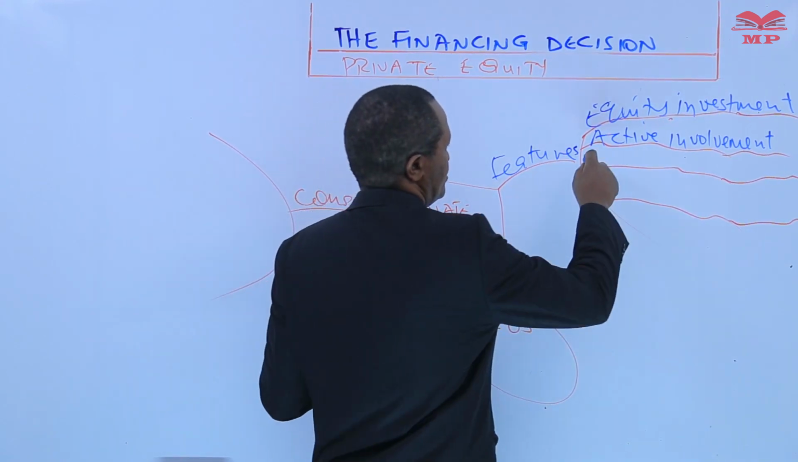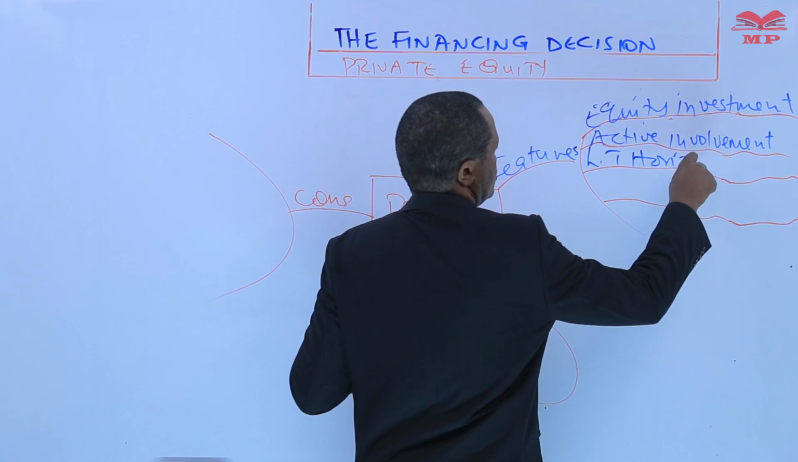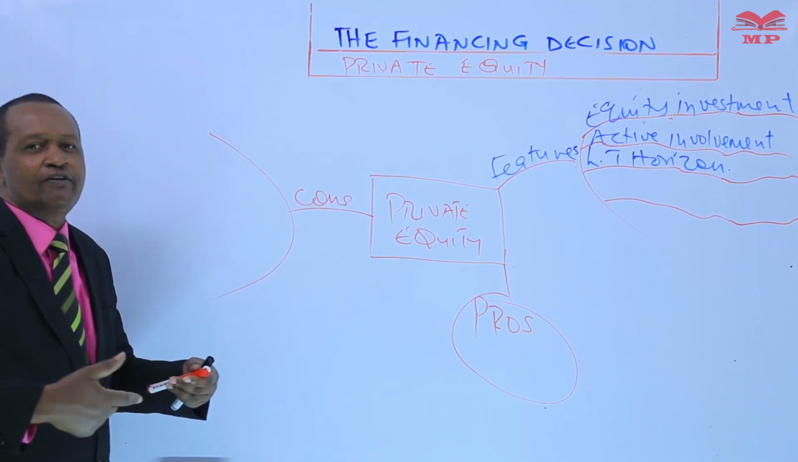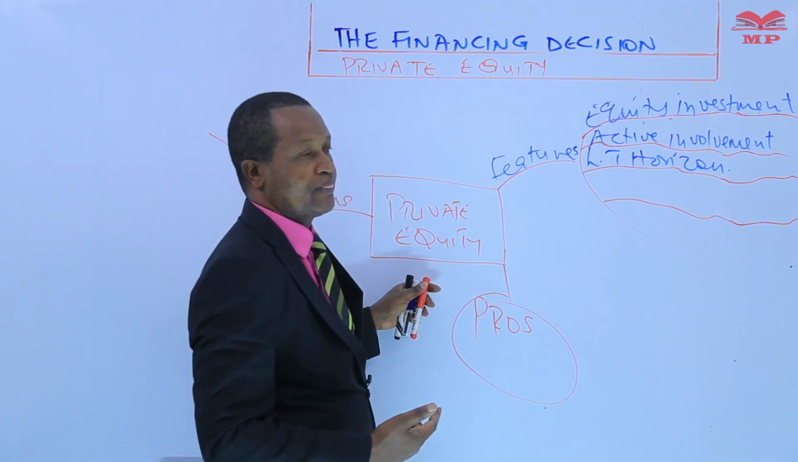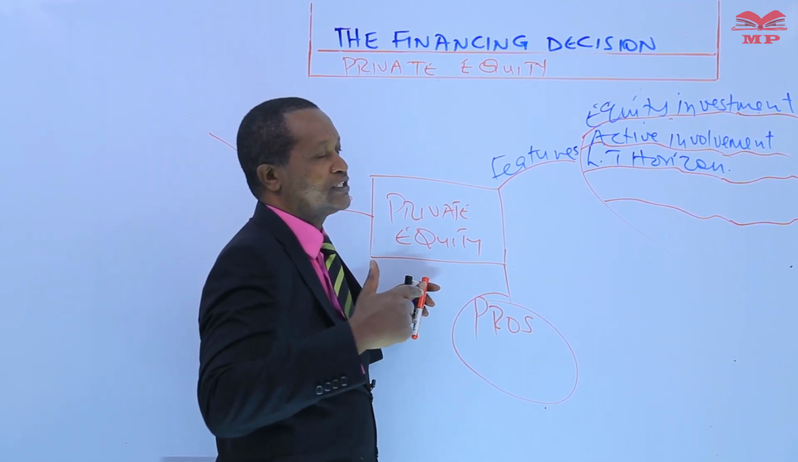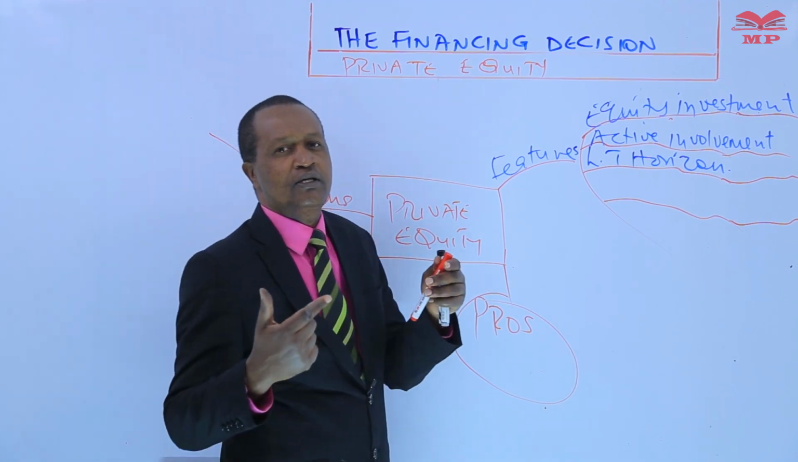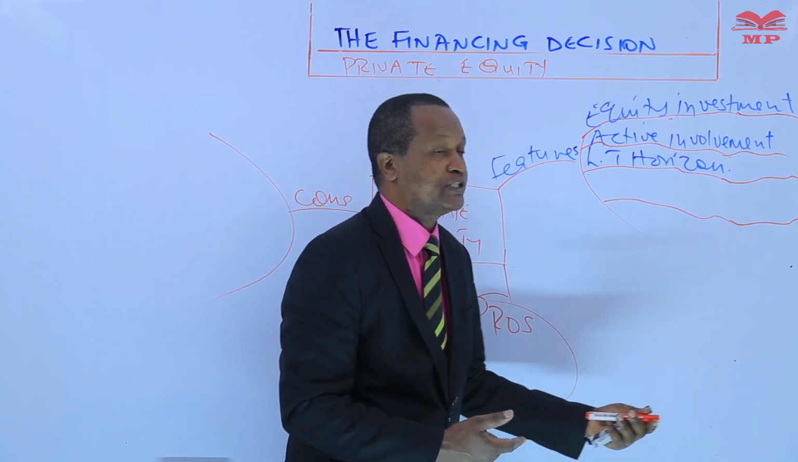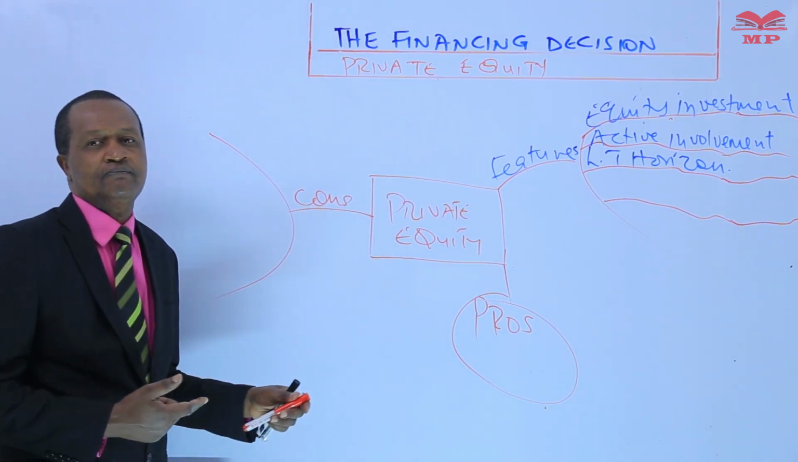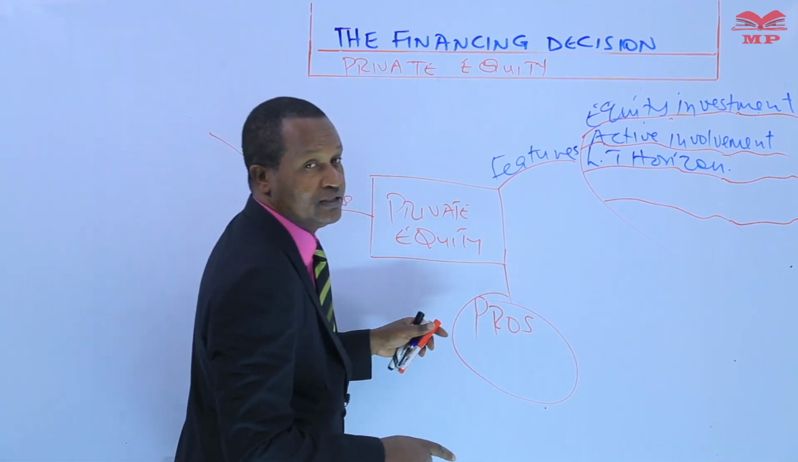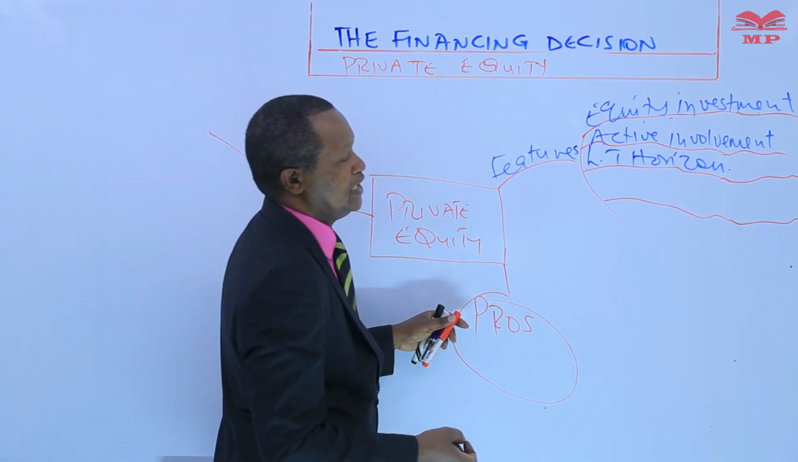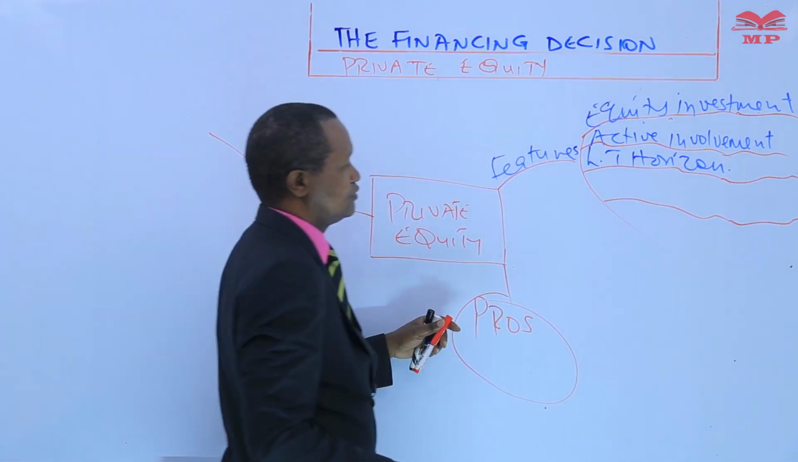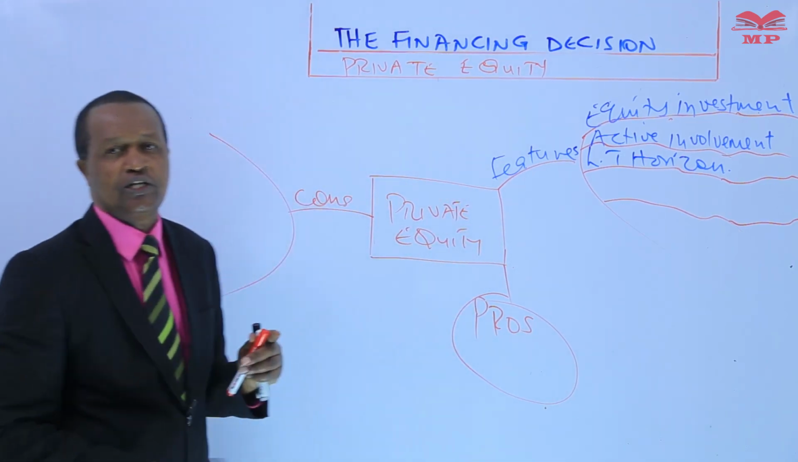Next feature is long-term horizon. Private equity investments have a long-term focus. Investors aim to enhance the company's value over a long period of time before seeking an exit strategy. And one exit strategy could be selling the company to another one, or conducting an initial public offering. That is a feature of private equity, long-term horizon.